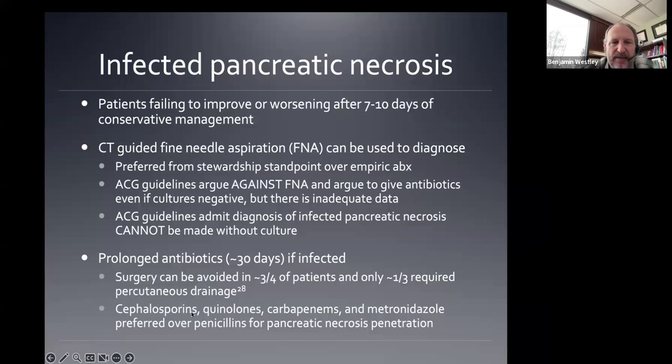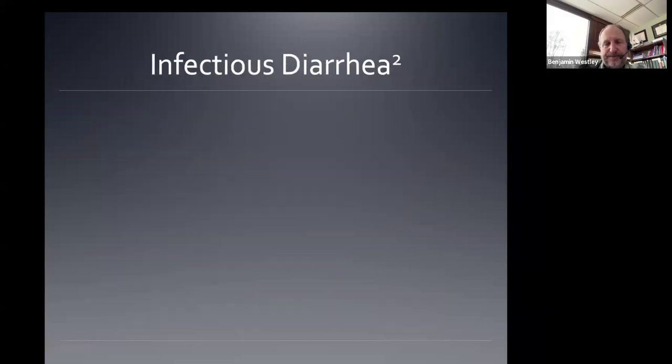Guidelines recommend cephalosporins, quinolones, or carbapenems or metronidazole rather than penicillin. So the only thing they really don't recommend is, for example, piperacillin-tazobactam, and they do prefer cefepime and Flagyl, or a quinolone and Flagyl, or a carbapenem if they're specifically treating pancreatitis.